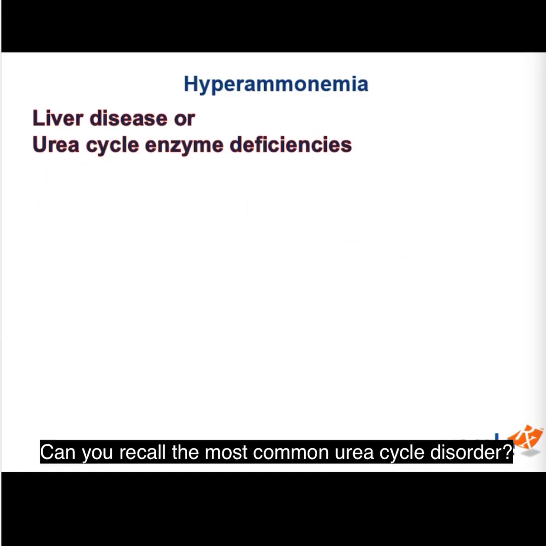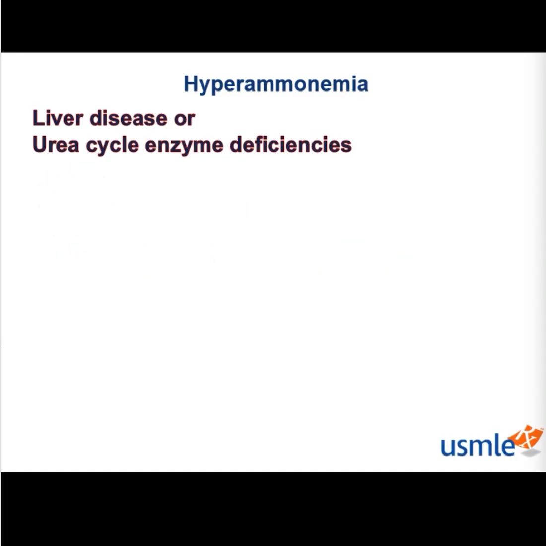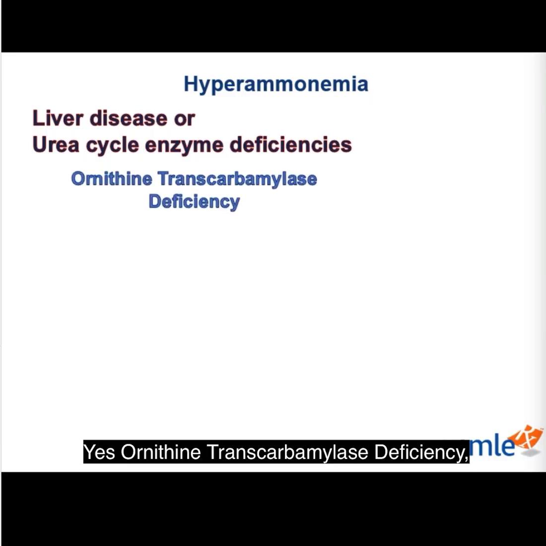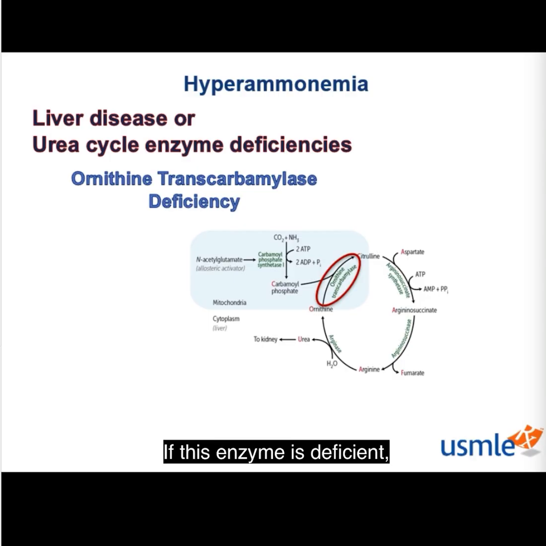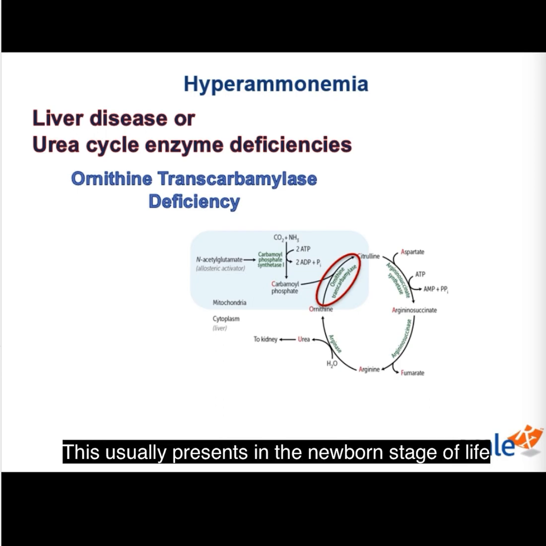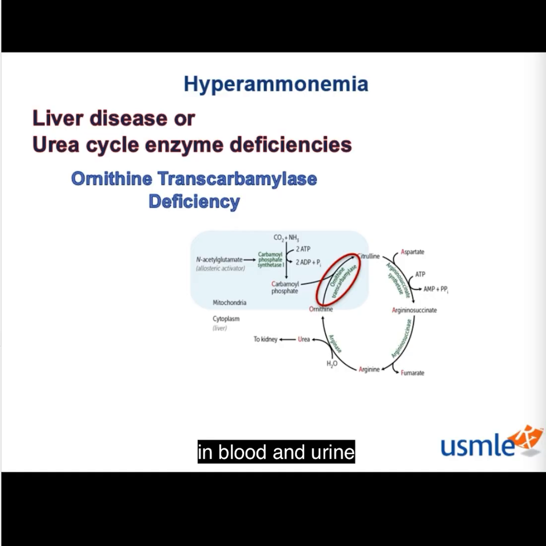Can you recall the most common urea cycle disorder? Yes, ornithine transcarbamylase deficiency. The enzyme ornithine transcarbamylase catalyzes an essential reaction early on in the urea cycle. If this enzyme is deficient, our body cannot produce urea, and a buildup of ammonia occurs. This usually presents in the newborn stage of life with symptoms of hyperammonemia, including poor feeding, seizures, somnolence, abnormal movements, and encephalopathy. Lab findings also reveal elevated orotic acid in blood and urine.